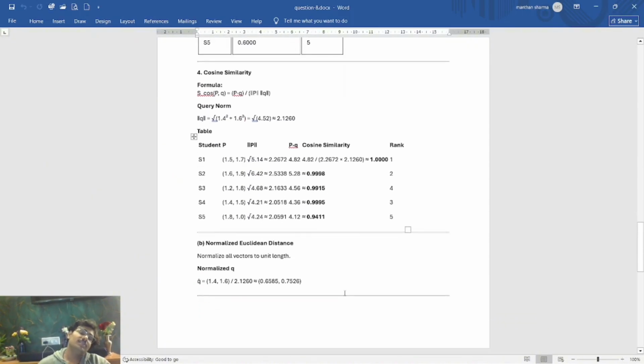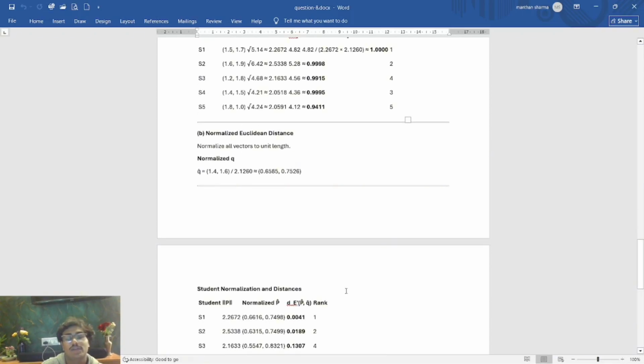Now looking at the cosine similarity, the formula as we know is P dot Q upon the modulus of P times the modulus of Q, which is also the formula for cos inverse, used for finding the angle. So S1 is approximately equal to 1.0, S2 is approximately equal to 0.9998, S4 is equal to 0.995, S3 is equal to 0.9915, and S5 equals 0.945. So the ranking would be S1, S2, S4, S3, and S5.